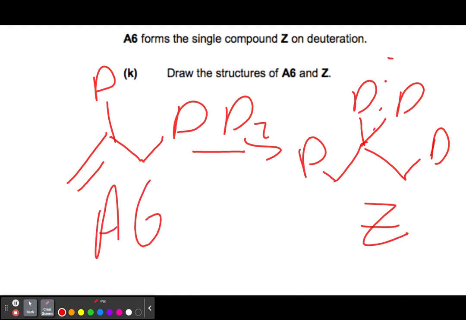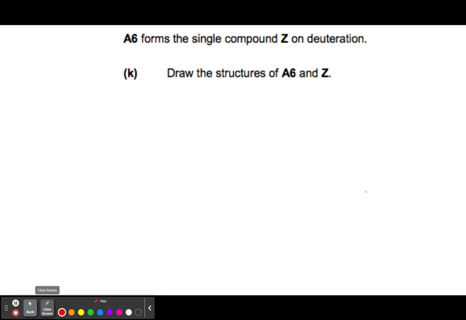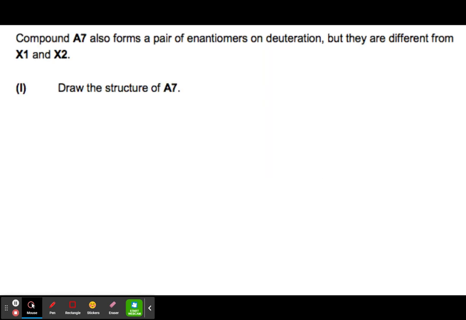If you actually look, it's symmetrical, which could be another clue, because only one structure is forming. And so if you have a symmetrical molecule, the mirror image will be the same. Now, compound A7 forms a pair of enantiomers on deuteration, but they are different from X1 and X2.